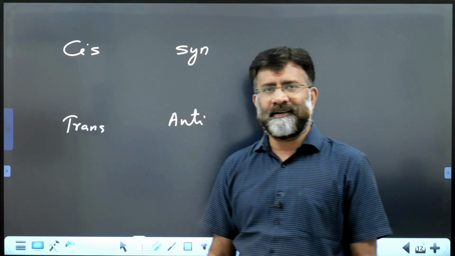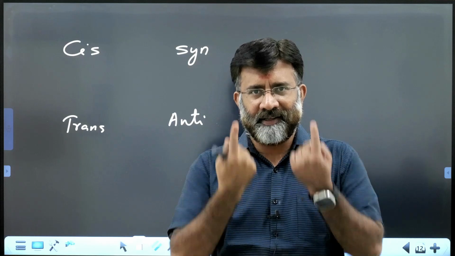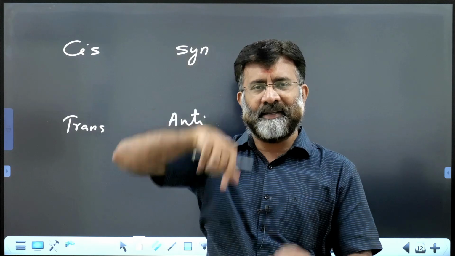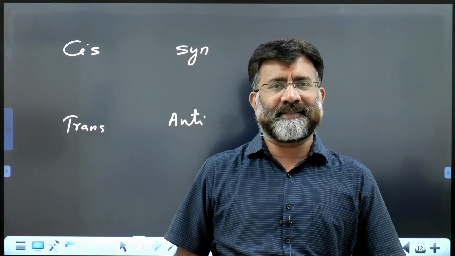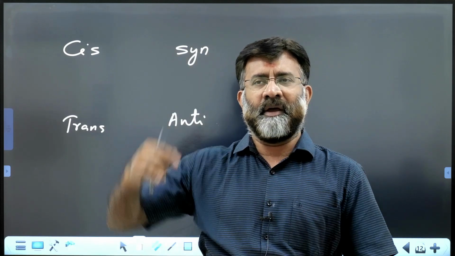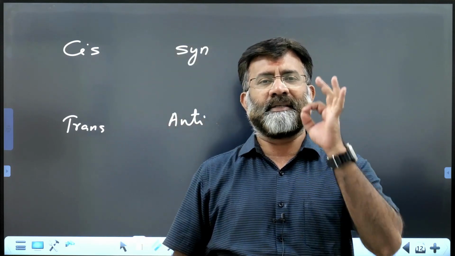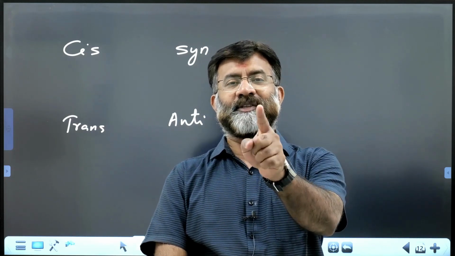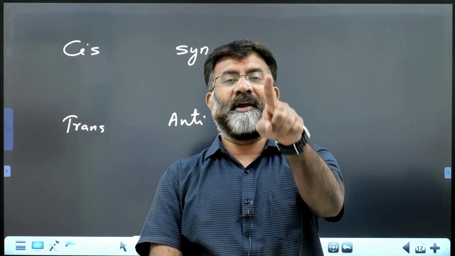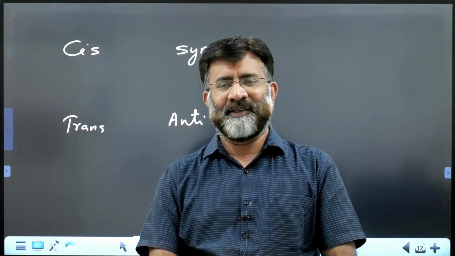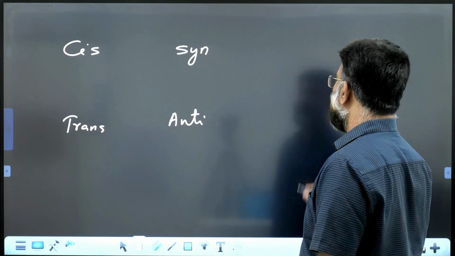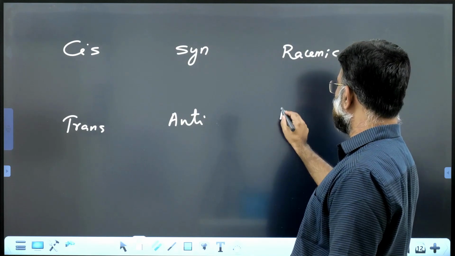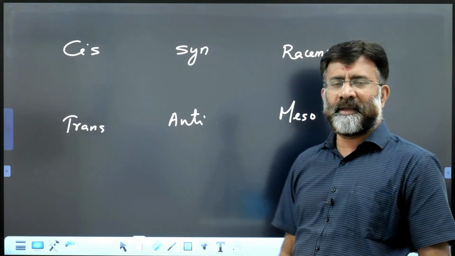What is syn addition? Addition from the same side is called syn addition, while addition from opposite sides is anti-addition, as we have seen in this case. One bromine added from the bottom, one bromine added from the top, that is anti-addition. So bromination is anti-addition, while reaction with Baeyer's reagent, hydroxylation, is a syn addition. So there are two types of reaction and two types of product, racemic and meso.